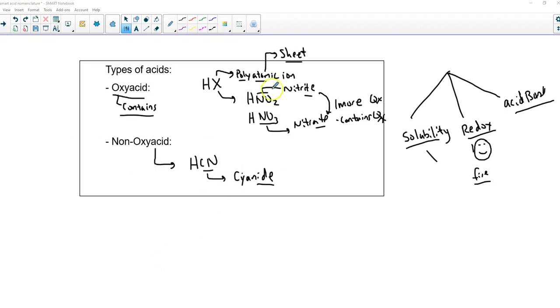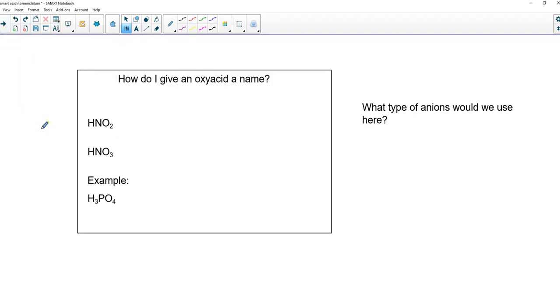Once you figure out what type of acid it is, we're going to follow certain rules for how we do this. These rules are simple, and once you start using them, you won't even think about it. But until then, good note card material. So let's try an example here. I'll put the answers here, but I'm going to put my work over here.